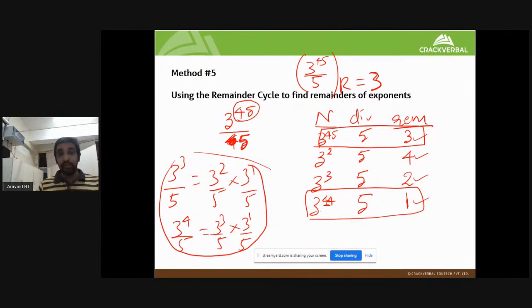So this is how you form the remainder cycle. The only disadvantage, if I can use that word here, is it takes time. Sometimes it takes time to determine the cycle. But once the cycle is known, it's just a piece of cake for you. And remember that in the cycle, you should always try to get a 1 as a remainder, because if 1 comes up, that's the end of the cycle.